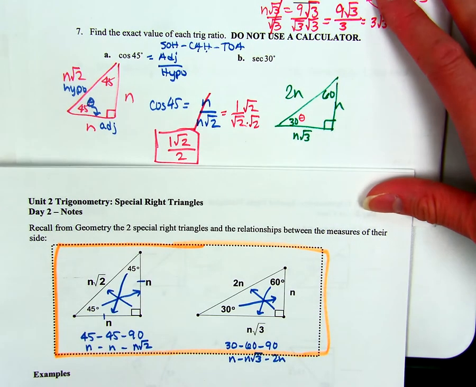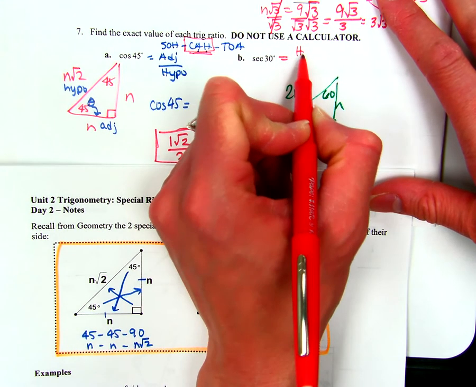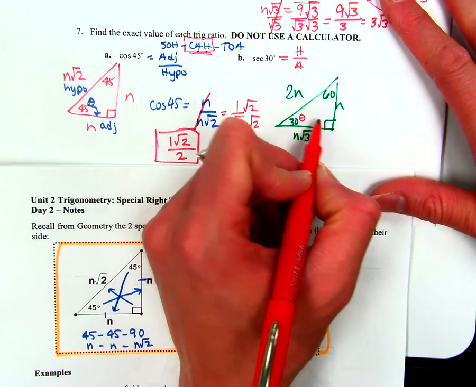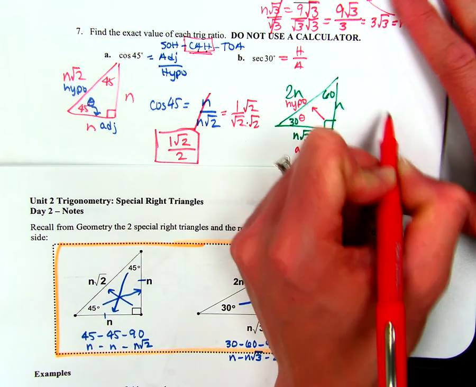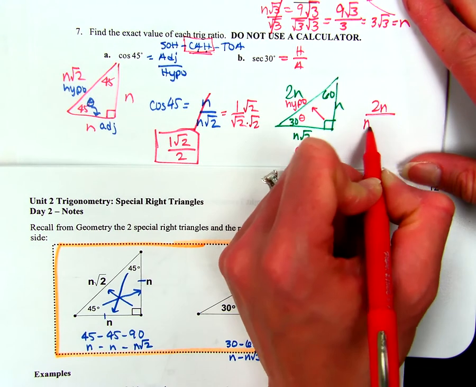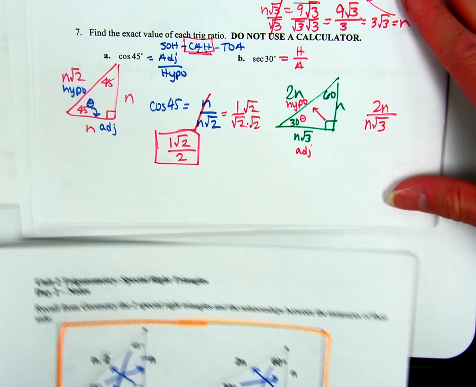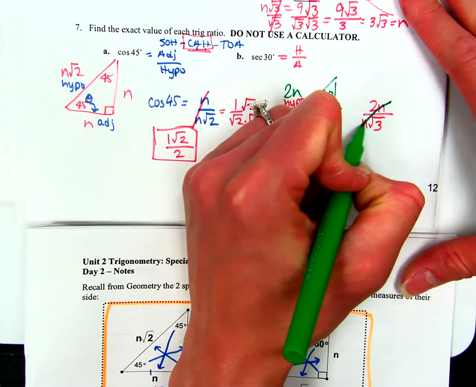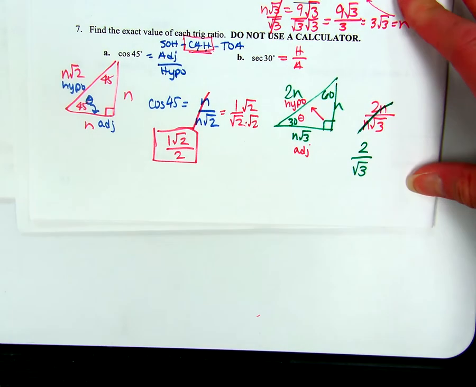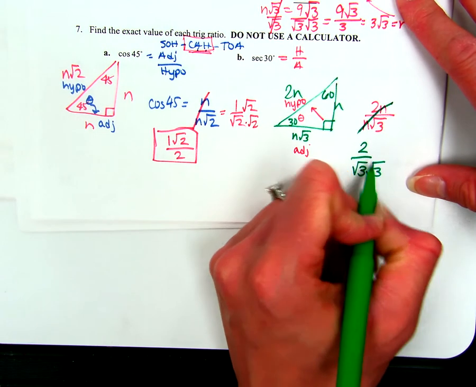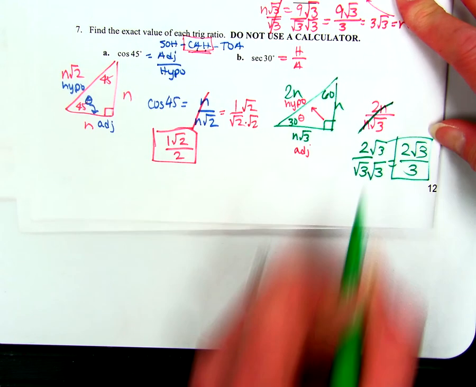Secant, if you recall, is the reciprocal of cosine, so this should be hypotenuse over adjacent. Let's find out which one's our hypotenuse and which one's our adjacent. So we've got 2n divided by n root 3. If you see the same thing on the top and the bottom, these two n's can cancel, so I'm left with 2 over root 3. But I don't want to leave my answer like that because there's a radical in the denominator. So I'm going to say 2 root 3 over 3. And then I'm all done.